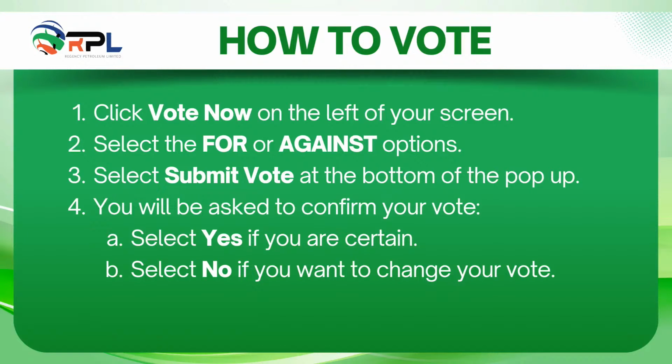The instructions for voting online: you'll see a pop-up modal window on your screen. Shareholders online, follow me. Click Vote Now on the right of your screen at the appropriate time, and you select the for or against options. Then you select Submit Vote at the bottom of the pop-up. You'll be asked to confirm your vote. Then you select Yes if you are certain. Select No if you want to change your vote.